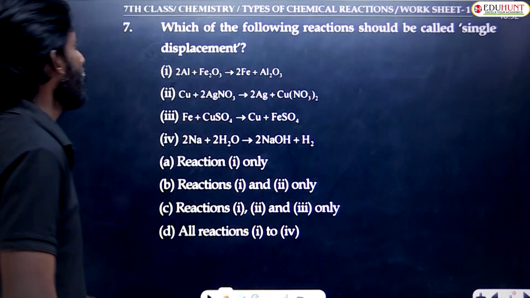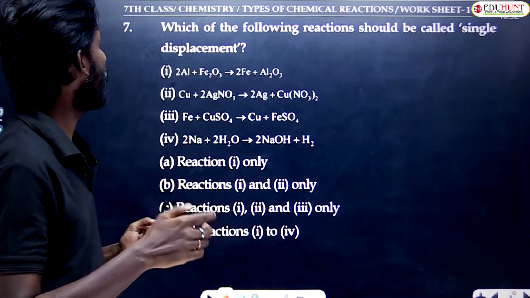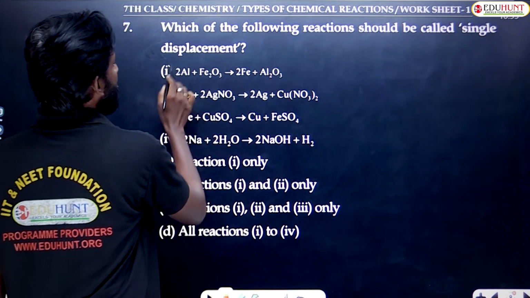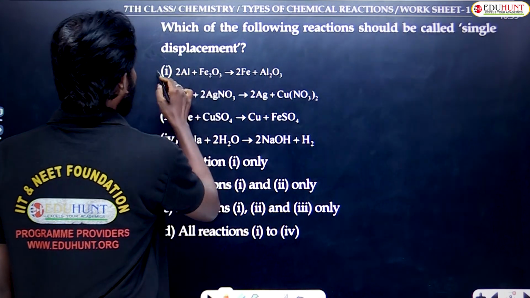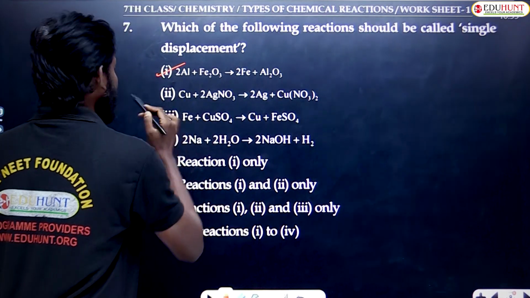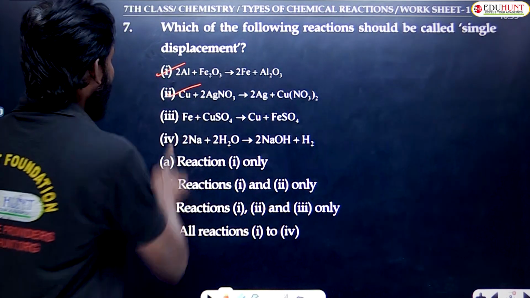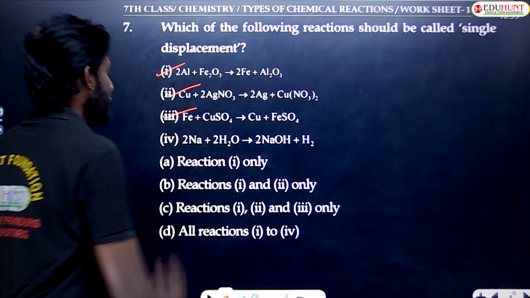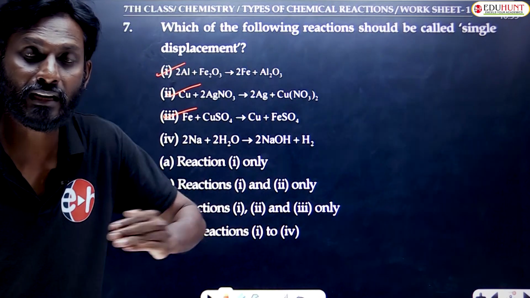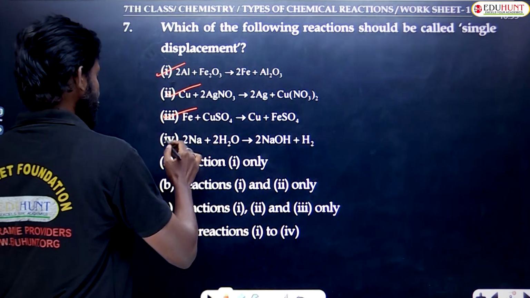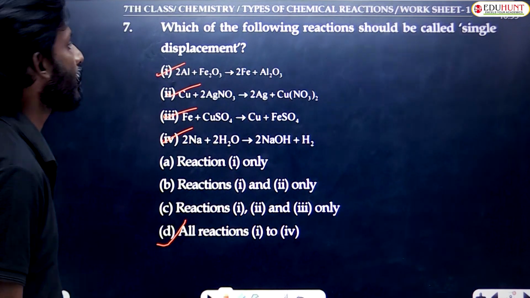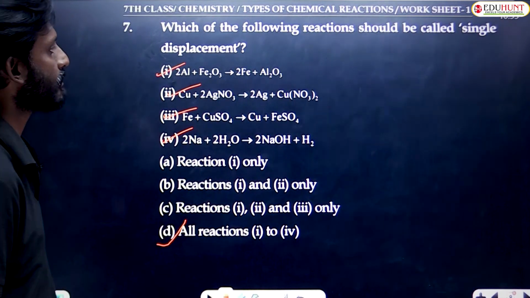Which of the following reactions should be called single displacement? Again the same. Aluminium displacing iron, single displacement. Copper displacing silver, single displacement. Iron displacing copper, single displacement. And sodium displacing hydrogen gas, metal displacing non-metal. So all are single displacement reactions.